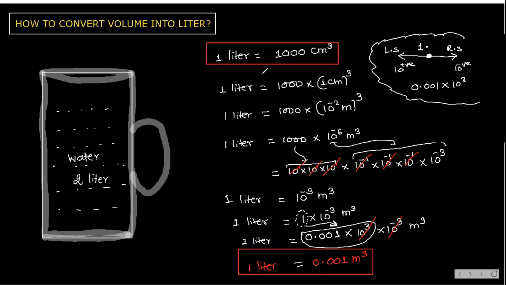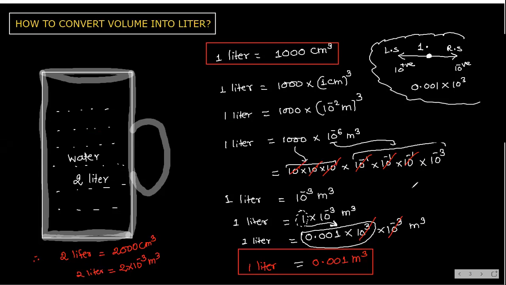Yes, sir. So if now here 2 liter is there, 2 liter means how much? If this mug has 2 liter in it, therefore 2 liter is equal to 2 into 10 power minus 3 meter cube, or 2000 centimeter cube. Here you will get 2000 centimeter cube, or 2 into 10 power minus 3 meter cube. Or how much will you get? You will get 2 into 10 power 3 centimeter cube, or 2 into 10 power minus 3 meter cube. Hai na?